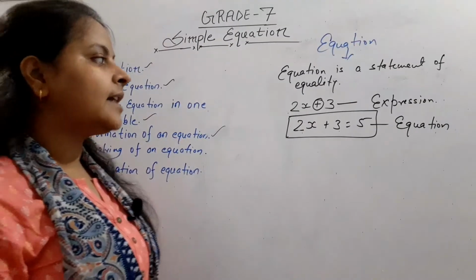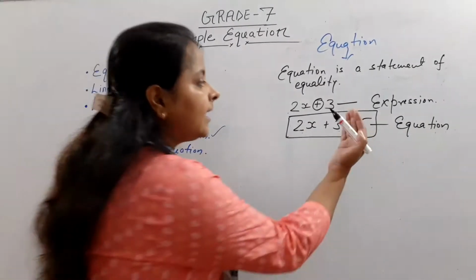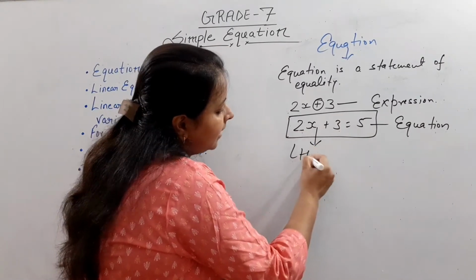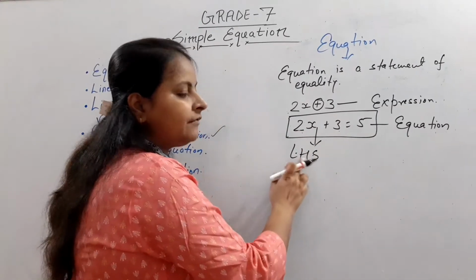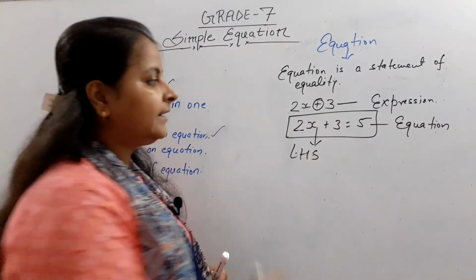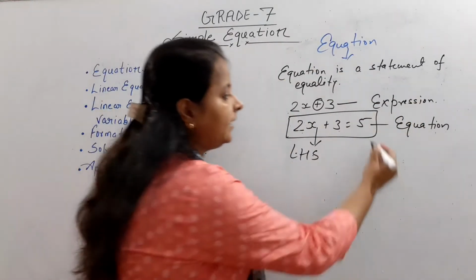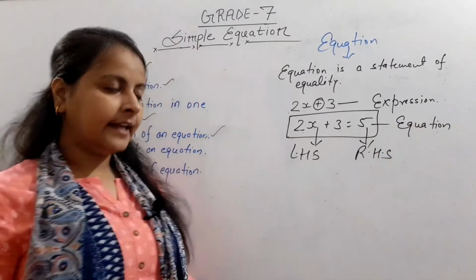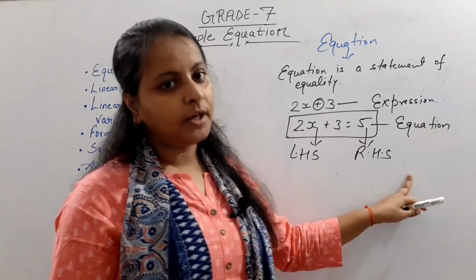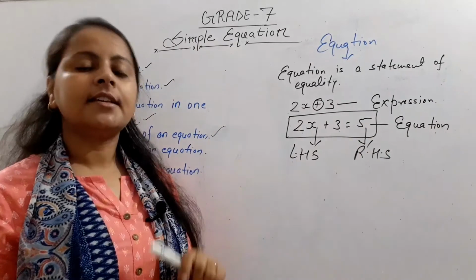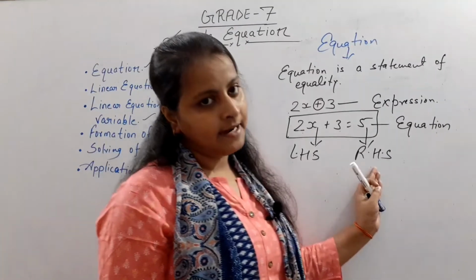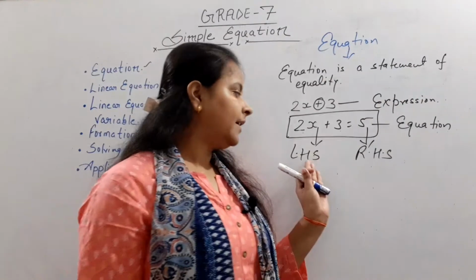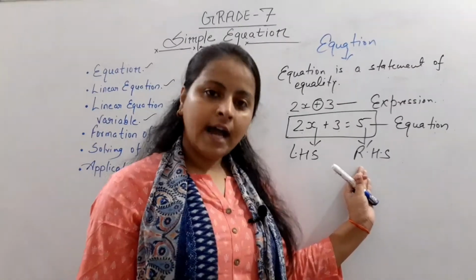An equation consists of two parts. The left hand side of the equal to sign is called LHS, left hand side, and the right hand side of the equal to sign is called right hand side, that is RHS. An equation consists of two parts, LHS and RHS. Now in an equation always LHS is equal to RHS.